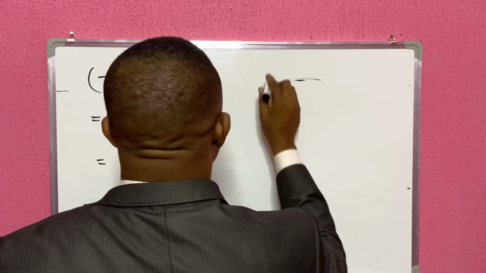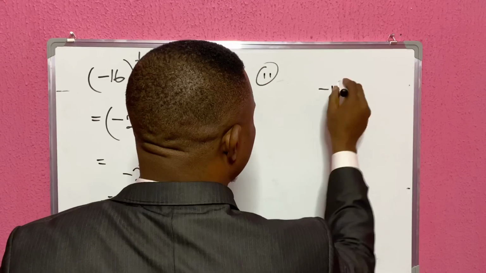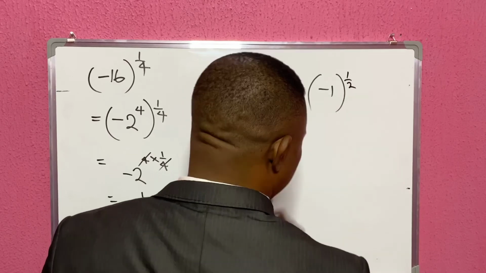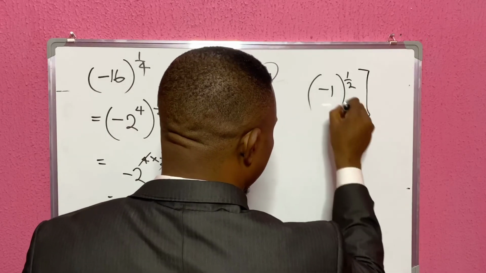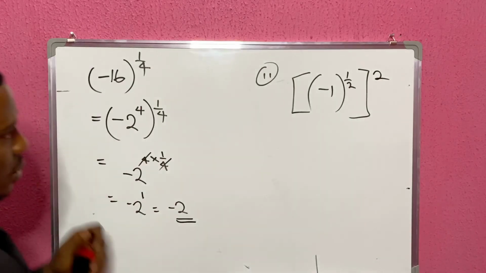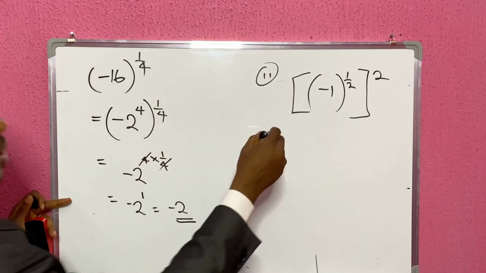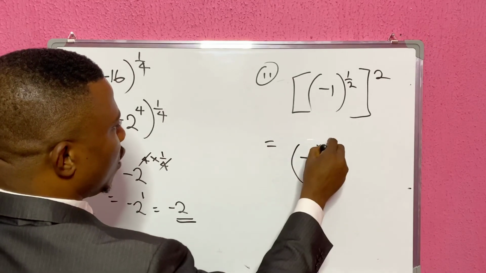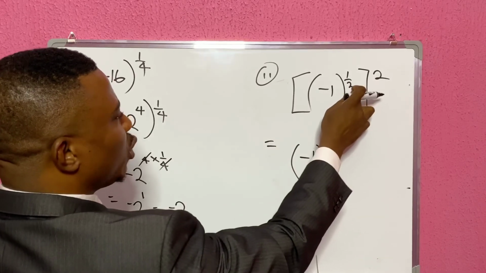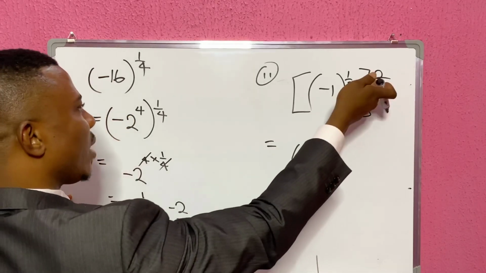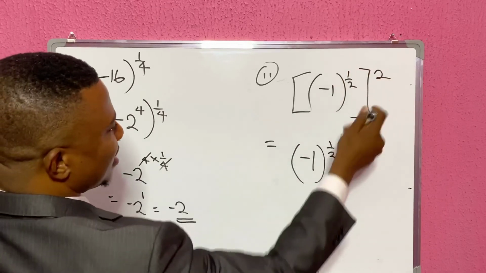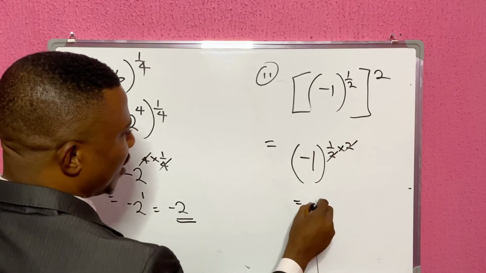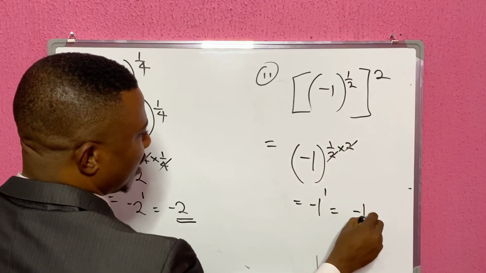Another one, minus 1 power half, bracket 2. Look at this. This can give us minus 1 to the power 1 over 2 times 2. Remember what we said about multiplication of powers? You multiply the powers. So 2 will cancel 2 to give us 1. Therefore, minus 1 to the power 1 to give us back minus 1 as your answer.